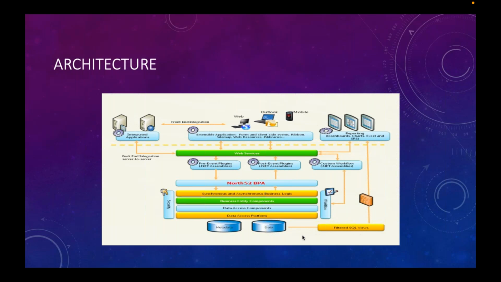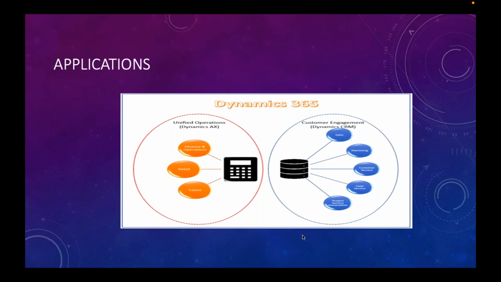The next thing is applications. Basically, Dynamics 365 has two types of platforms. We are talking about the CRM platform only, but Dynamics 365 has an ERP platform also. The red color on the left side is the ERP platform, and on the right side we have the CRM platform, that means the customer relationship management platform. But all together we call it Dynamics 365.